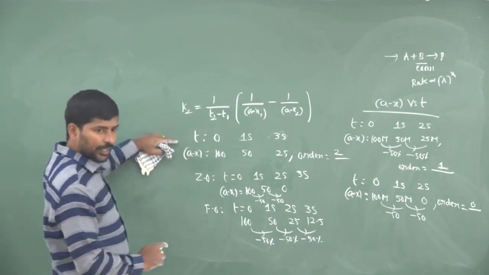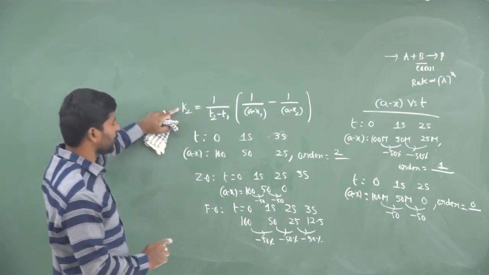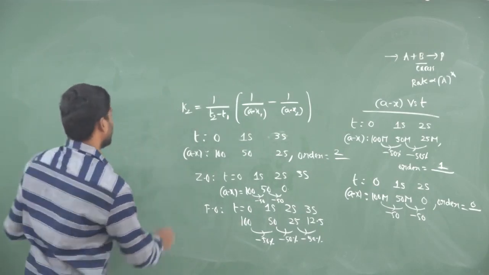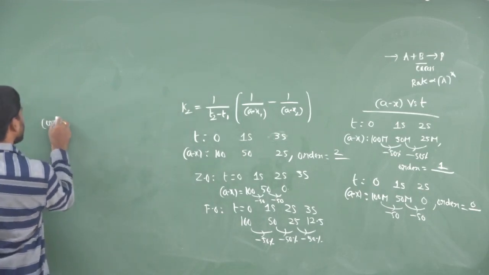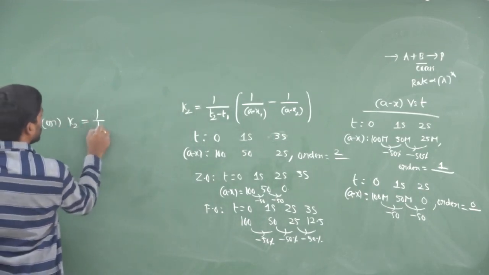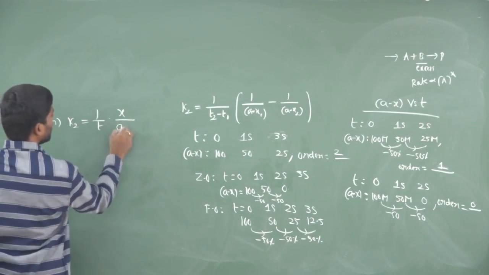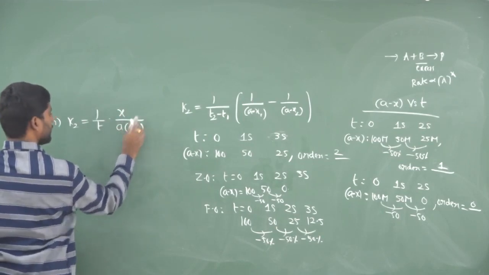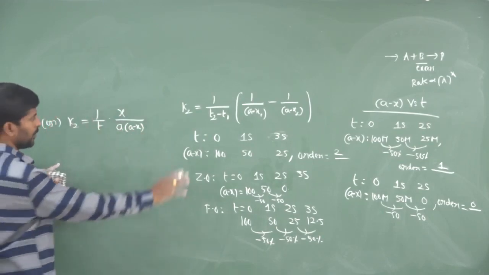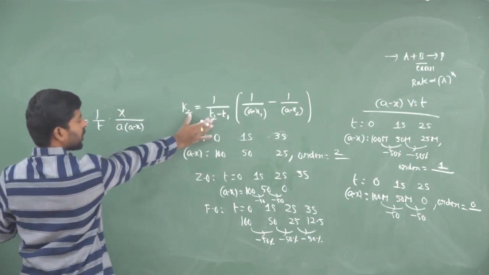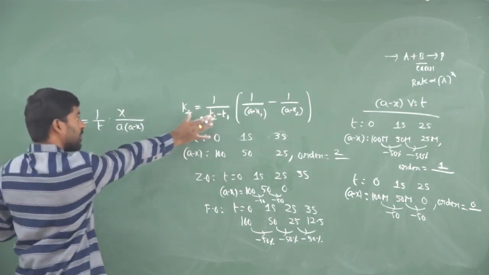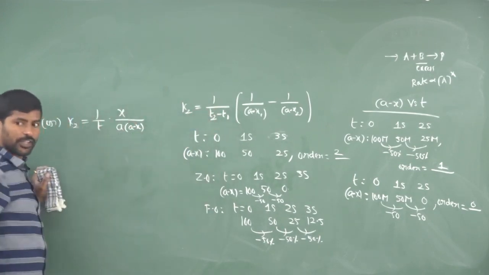So this is a second order reaction. Otherwise, we can verify by using this equation. You may verify by using this equation also: K2 is equal to 1 by T into X by A into (A minus X). This also you can follow. You don't need to remember this equation specially. This also we can follow.